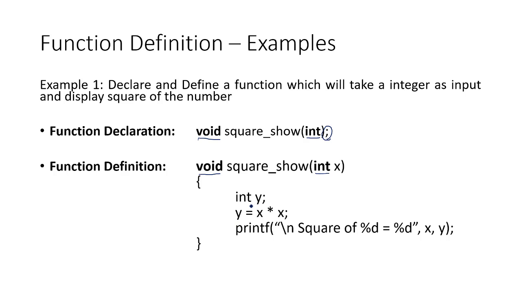So y is equal to x into x. Here we are performing the square of the number. Then finally we are printing the value. We are printing square of x equals y.